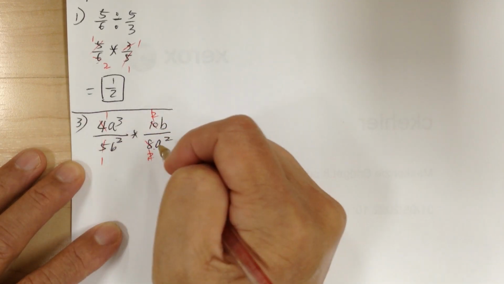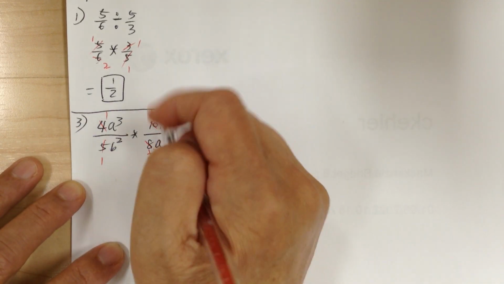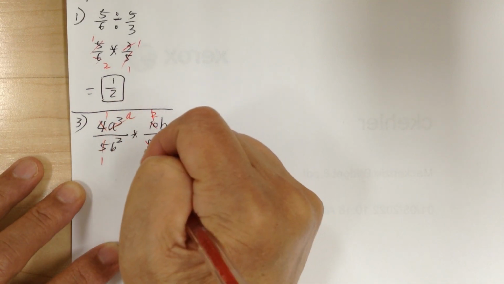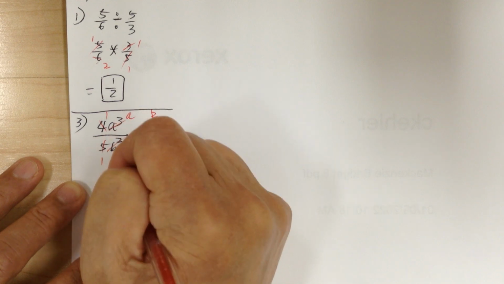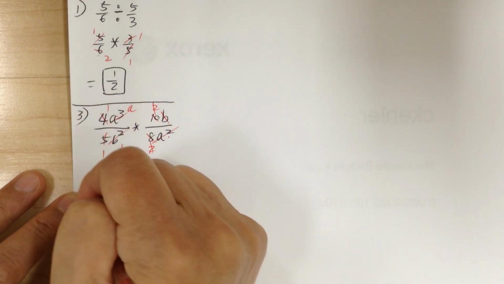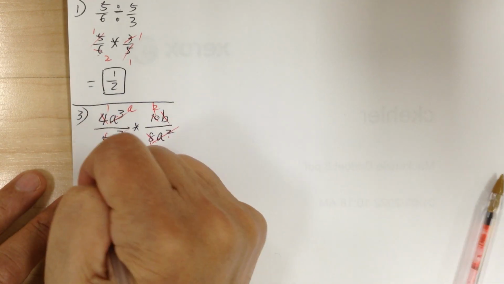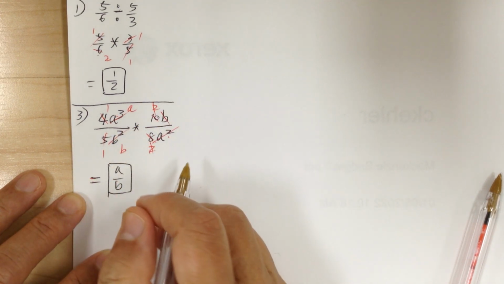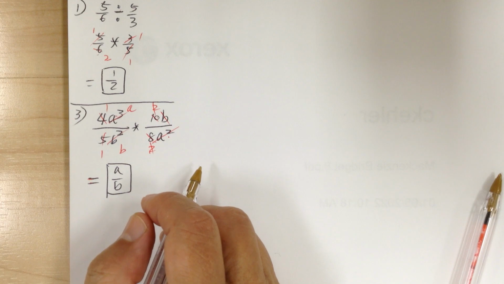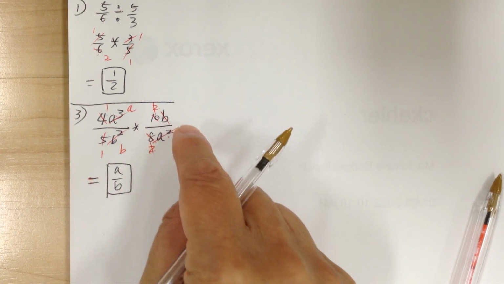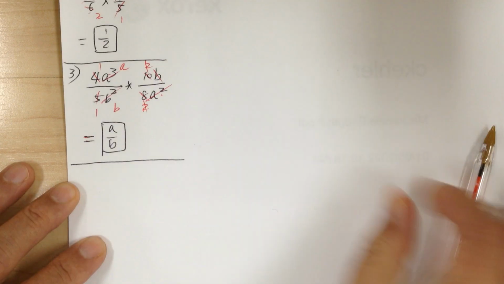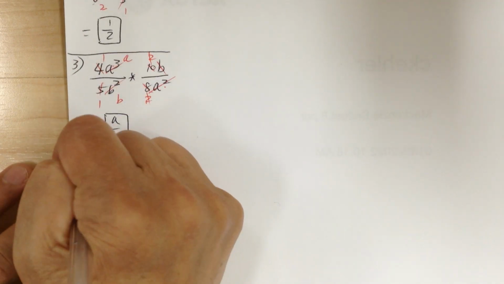Okay, so after you're done with the number, you go down the alphabet. So a squared and a cubed, you can cancel, you get a. And the b and b squared, you get b. So check, you're going to get equal to a over b. So for this one, you have to be careful. Make sure that you write clearly and you cancel so you can see clearly. That way you don't forget something.